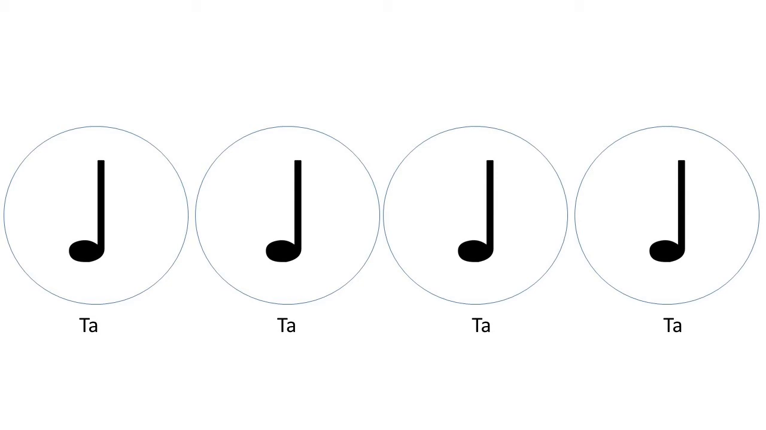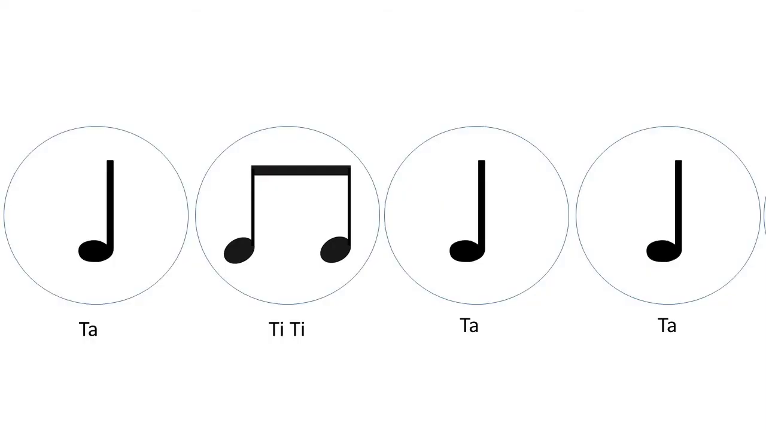Oh, that picture has 4 quarter notes or 4 crotchets. If we were to use our tar word, it would sound something like this. 1, 2, 3, 4. Tar, tar, tar, tar. Let's look at another one. Oh, that one now has a TT in it. A tar, followed by a TT and 2 more tars. It would sound something like this. 1, 2, 3, 4. Tar, TT, tar, tar.